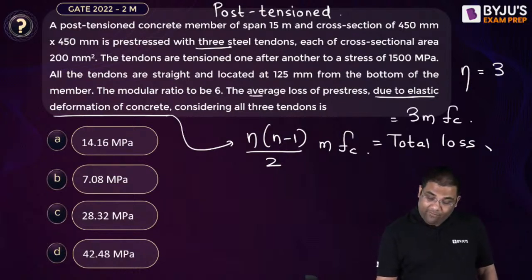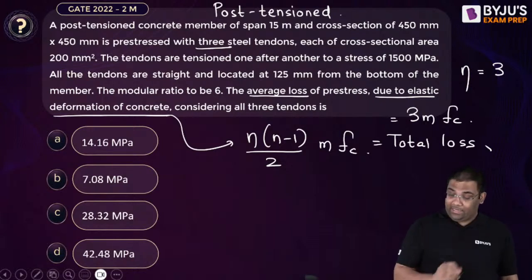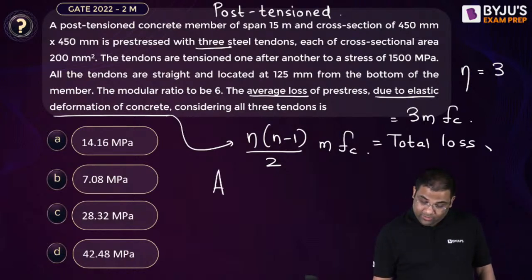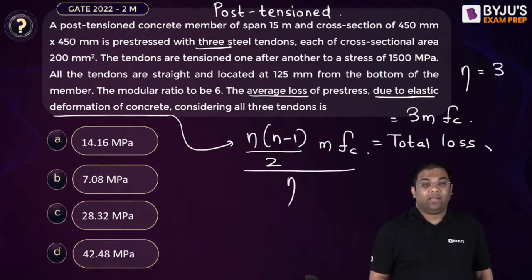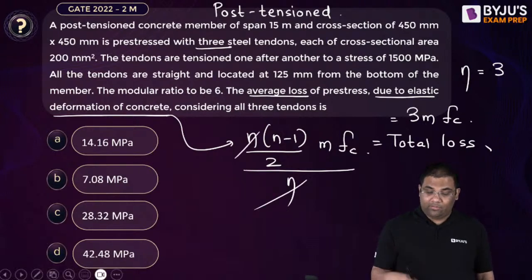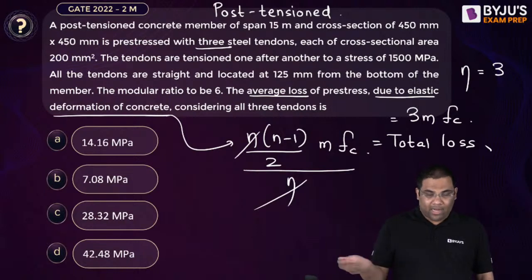What is asked? Average loss. Average loss means per tendon. So average loss will be how much? If you see, total loss divided by number of tendons, right? So actually it is (n minus 1) by 2 into mfc. Now n minus 1 is 2. So 2 by 2 is 1. So m into fc.